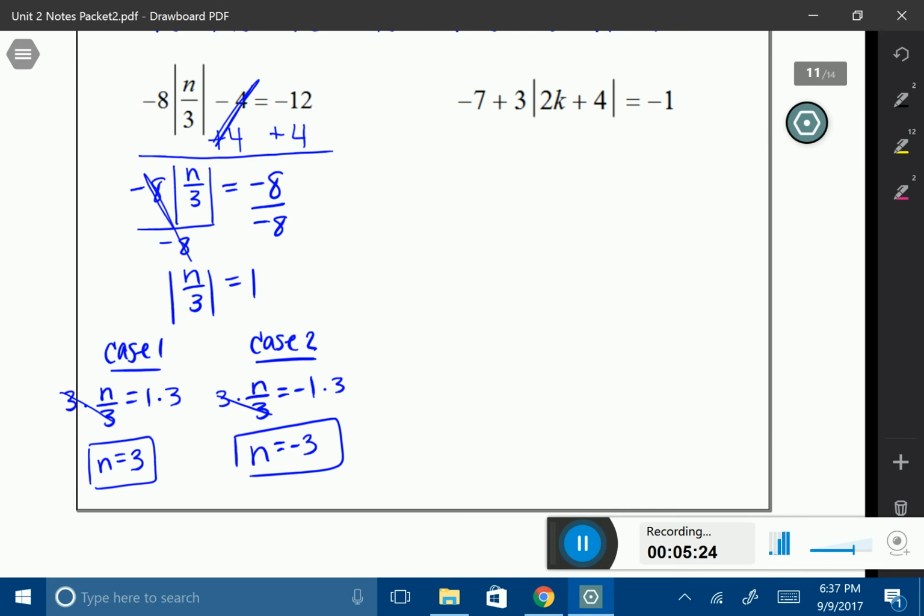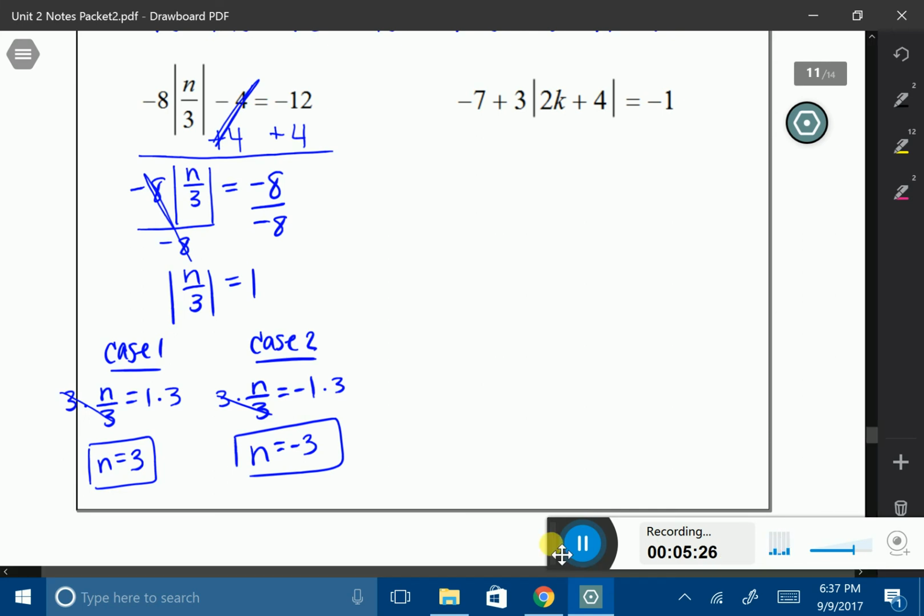Let's look at another. Now I have negative 7 plus 3. I have those two numbers outside. Again, I want to get rid of that number that is furthest away and not being multiplied. So let's go ahead and I'm going to add 7 to both sides. So I'm going to get rid of those 7s.